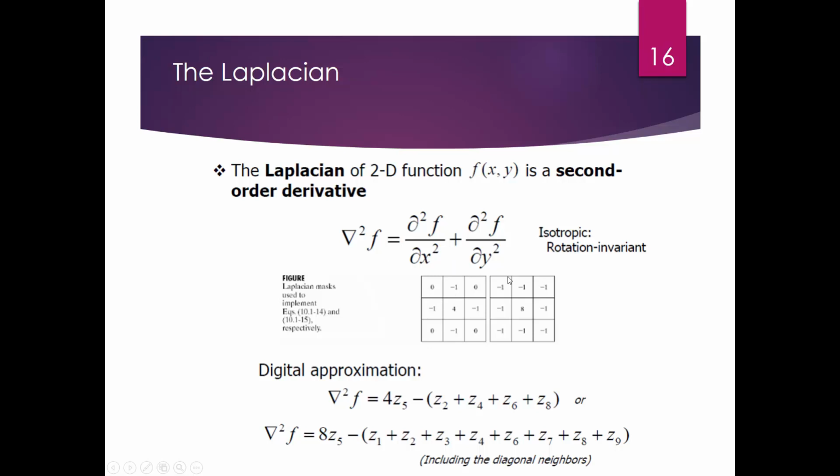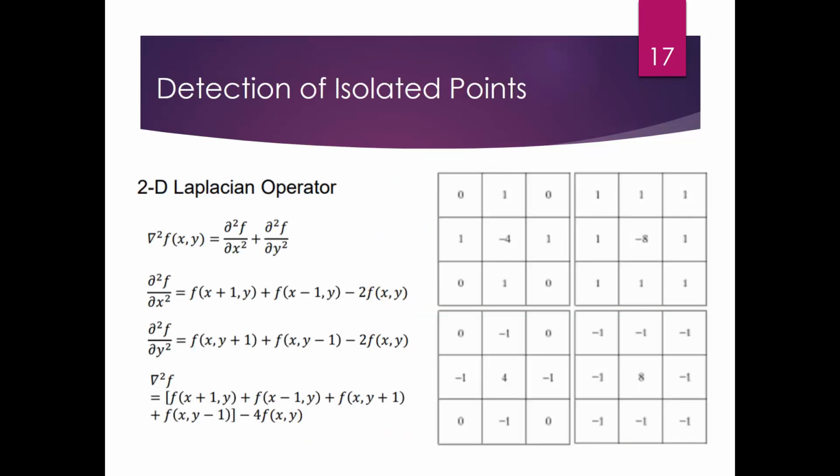And if we also consider the diagonal pixels, then this mask corresponds to a diagonal Laplacian. As you know, the Laplacian or second order derivative is independent of direction. So the Laplacian is also isotropic, or rotation invariant. Now these are the 4 different masks corresponding to the Laplacian operator.